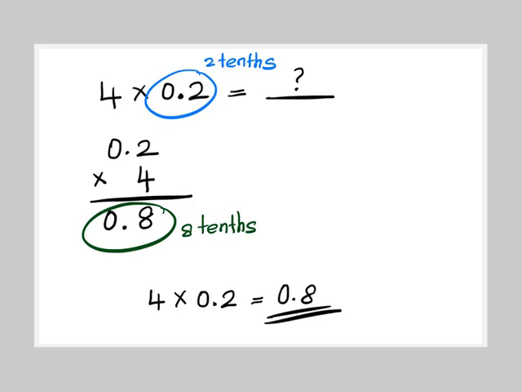So 4 times 0.2 is what? We know that 0.2 is 2 tenths, right? Yeah. So when we found out it's 0.8, and 0.8 is called 8 tenths.